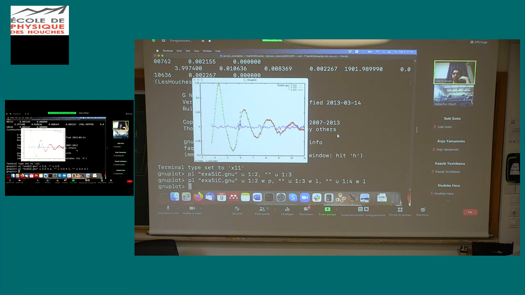Actually, the points where you see spikes in the residual are there because there are glitches in the data that we didn't fit, so we didn't consider. So this is it.